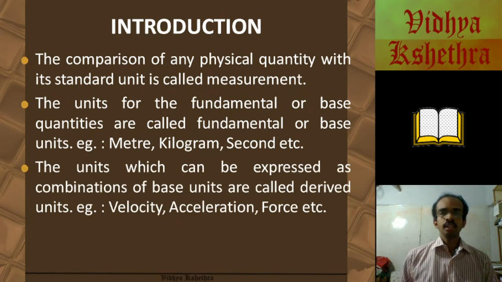Then, the units which can be expressed as combinations of base units are called derived units. Some of the examples are velocity, acceleration, force, work, pressure, etc. The units of all these quantities are derived units, since they are expressed as combination of base units. For example, the unit of velocity is meters per second.